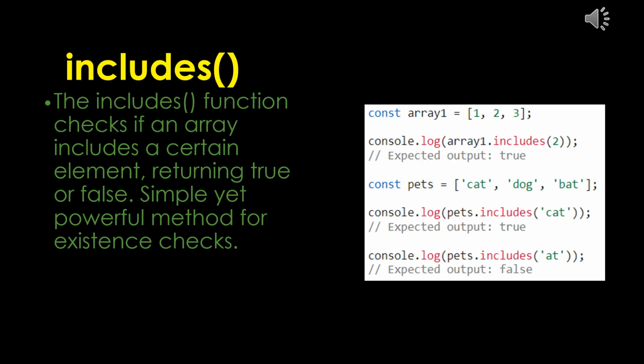The includes function checks if an array includes a certain element, returning true or false. It is a simple yet powerful method for existence checks. For example, if you want to check whether some element is present in an array, we can use the includes method. So array1.includes(2) checks whether array1 contains the element 2. Since 2 is present, it will return true. For example, if we have a pets array with cat, dog, and bat, pets.includes('cat') will return true. If we put 'at', which is present in cat and bat but is not a full element, it will return false.